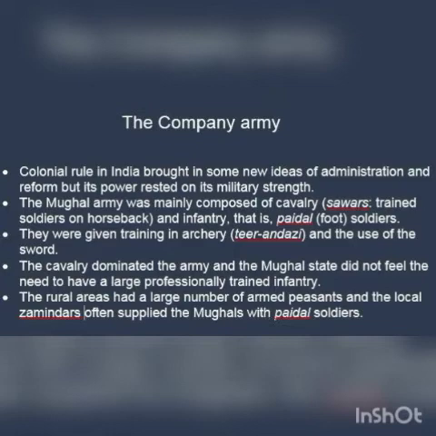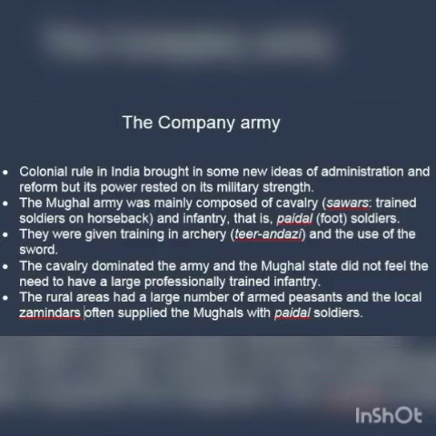The Mughal army was mainly composed of cavalry, that is sawars. Sawars means trained soldiers on horseback, and infantry. Infantry means foot soldiers. They were given training in archery, that is tir andazi, and the use of the sword. This training was given to the foot soldiers.